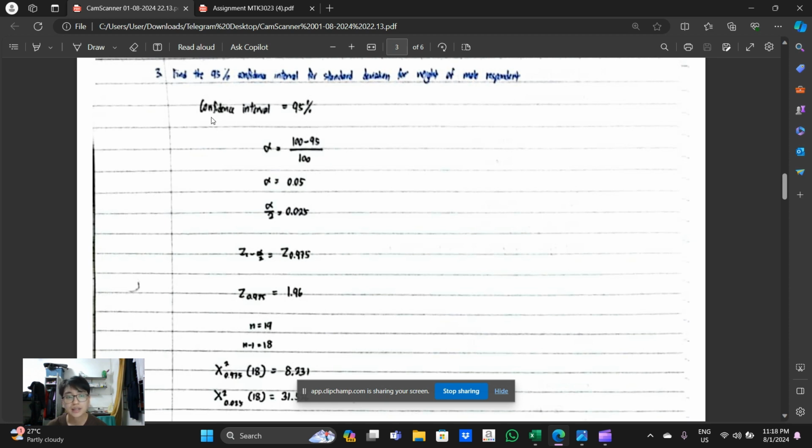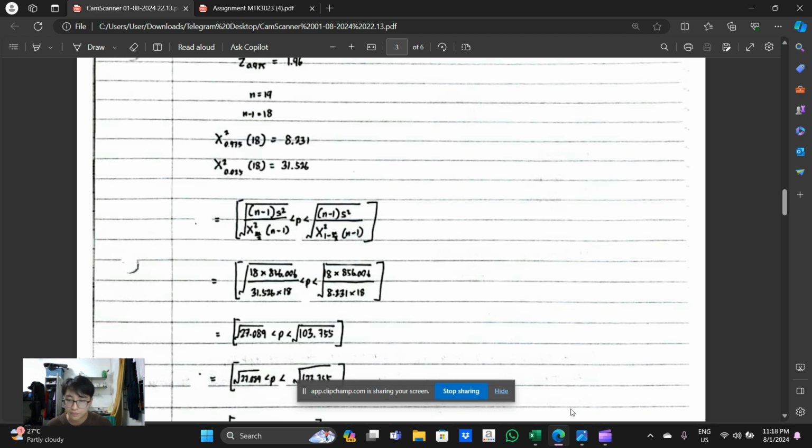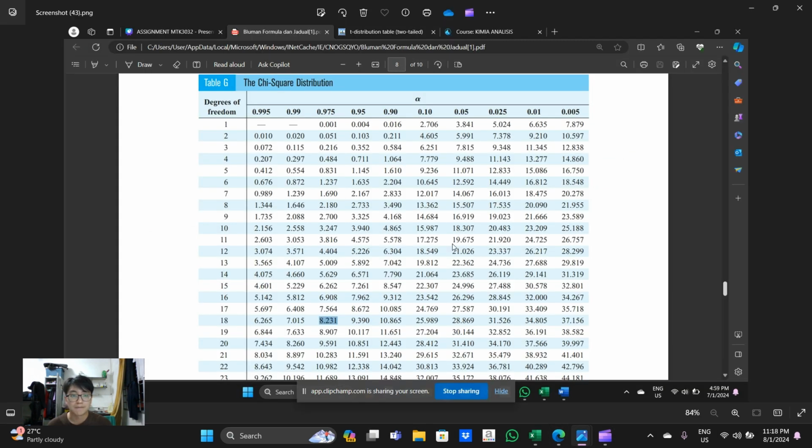Same thing, the confidence level is equal to 95%. So 100 minus 95, we get alpha equal to 0.05 after dividing by 100. Divided by 2, we get 0.025, and then 1 minus 0.025, we get 0.975. And then we get the same z-score, which is 1.96. From this, we can use the chi-square distribution table to find the value where 18 and 0.975 is 8.231.